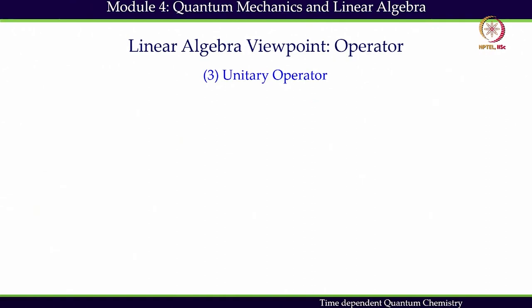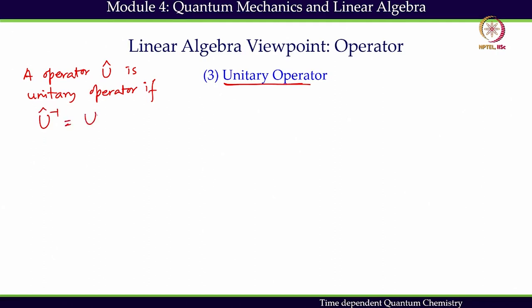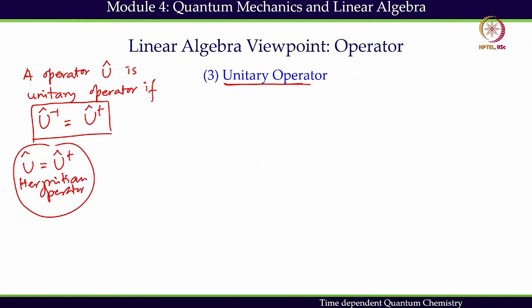Next, we'll move to the unitary operator. How do we define a unitary operator? An operator U is unitary if the inverse of that operator is equal to its adjoint. When the operator is equal to its adjoint, we call it a Hermitian operator. But when its inverse is equal to its adjoint, then it is called a unitary operator.